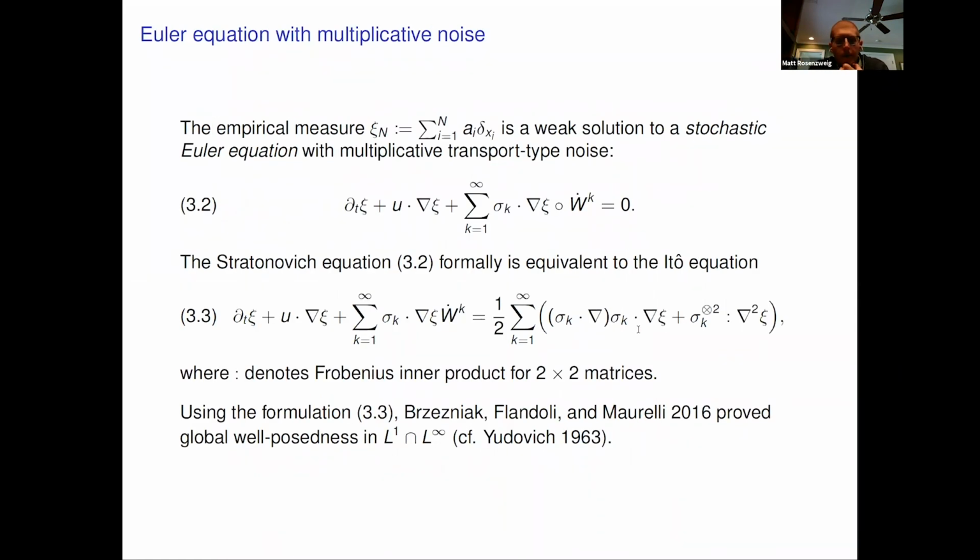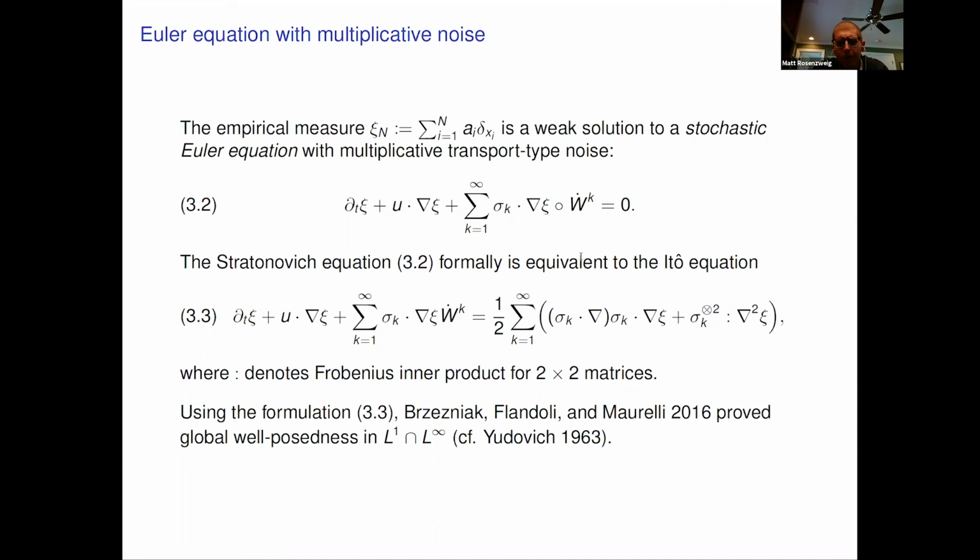So again, similarly to the deterministic case, if we look at the empirical measure xi-n, where I'm now using xi as opposed to omega, because in probability the lowercase omega is often used to denote an element of the sample space, this empirical measure is a weak solution to a stochastic Euler equation with multiplicative transport type noise. So this is given by 3-2. We have what we had in the deterministic case, except now we have this stochastic term right here, where it's sigma k dot the gradient of the scalar xi, and then the Stratonovich product against white noise there.